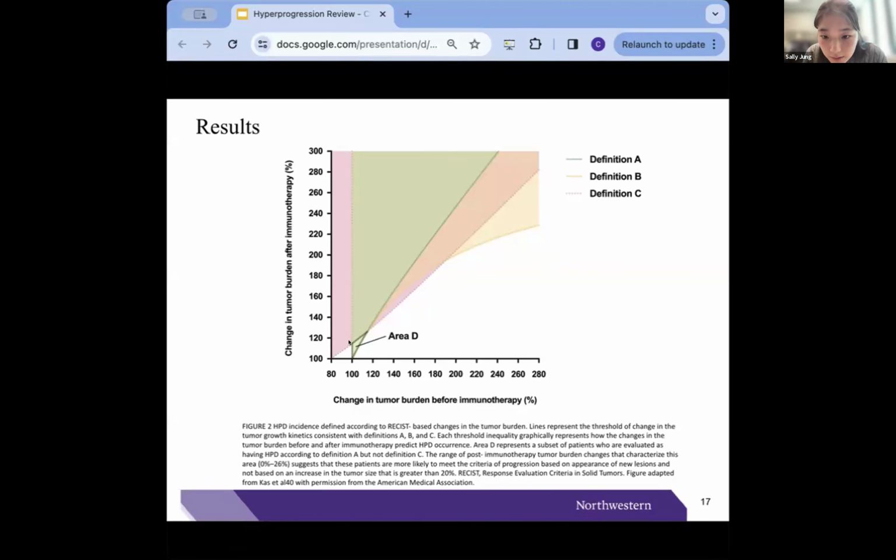So area D right here represents a subset of patients who are evaluated as having HPD according to definition A, but not C. The range of post-immunotherapy tumor burden changes that characterizes this area suggests that these patients are more likely to meet the criteria of progression based on appearance of new lesions and not based on an increase in tumor size that is greater than 20%.